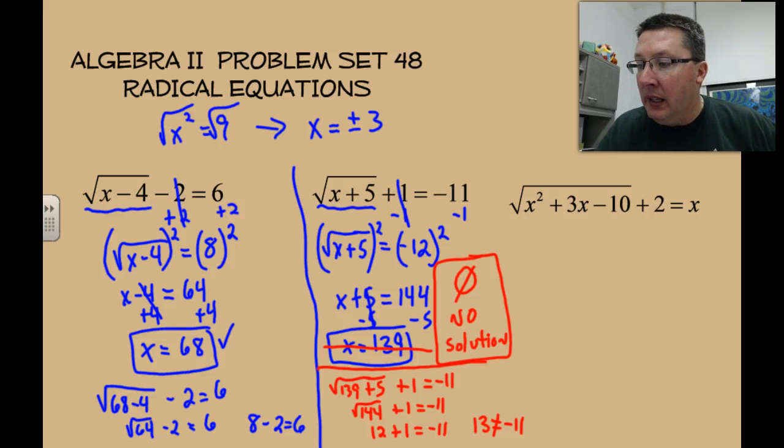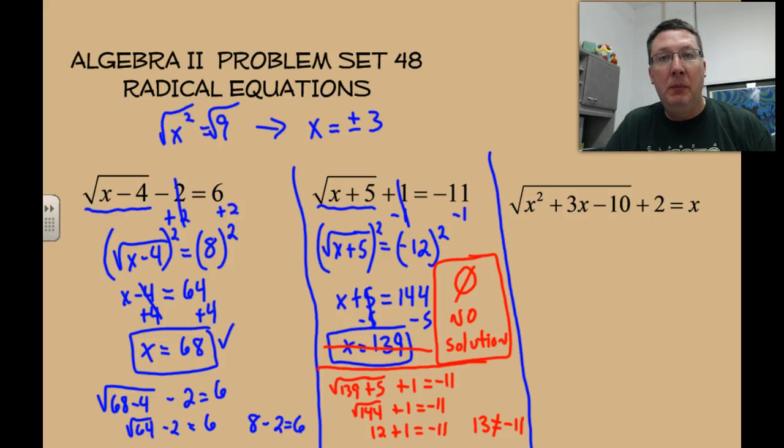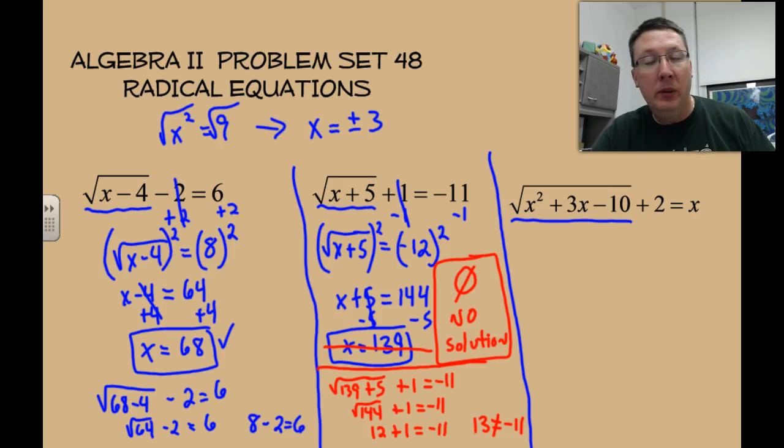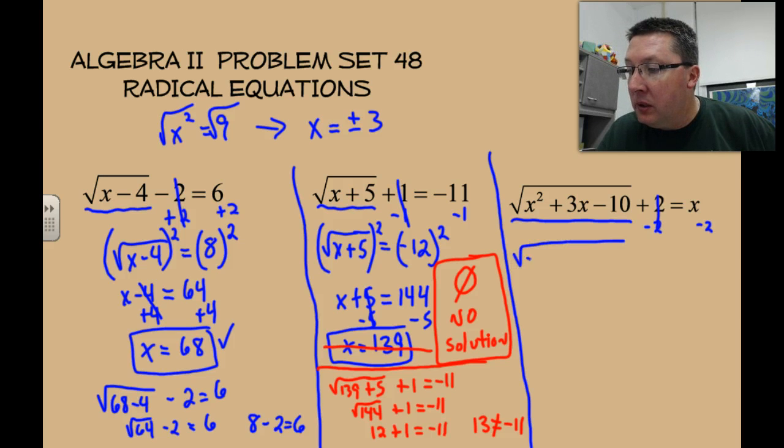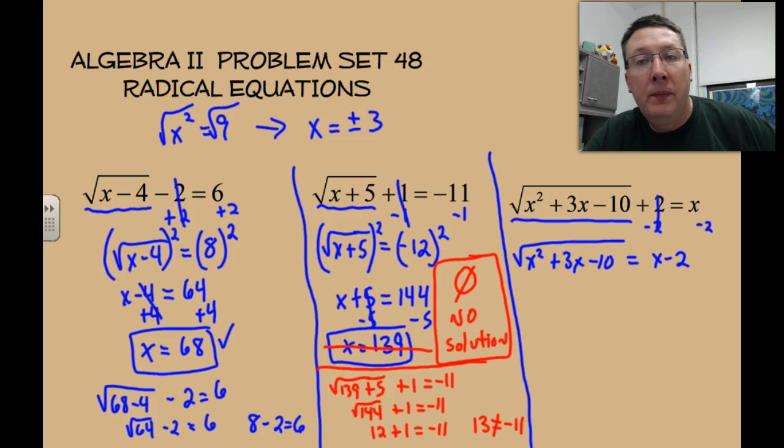Okay, one last problem. This one looks kind of messy because we have an x squared and a bunch of stuff under the square root. So we just need to be very careful. Follow the same steps. My first step was I want to isolate the radical. So plus 2 needs to go away. To make it go away, I subtract 2. That leaves this square root of x squared plus 3x minus 10 equals x minus 2.